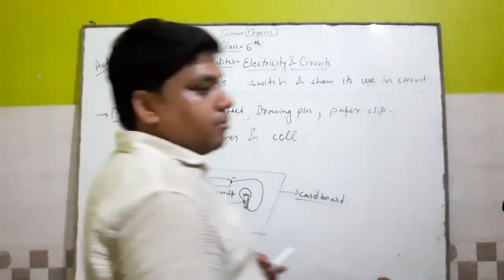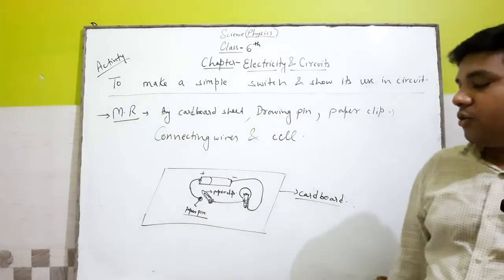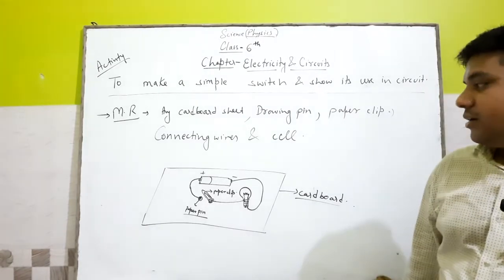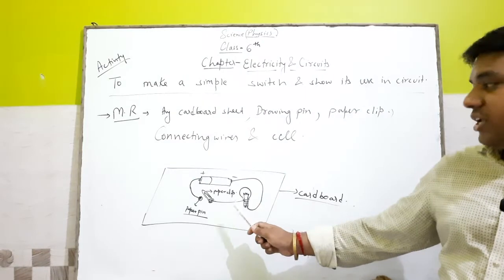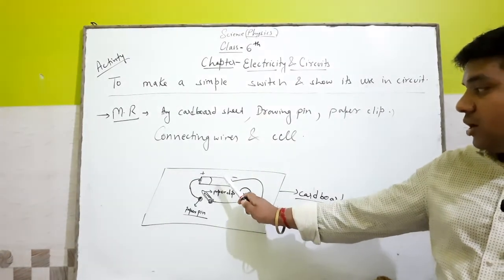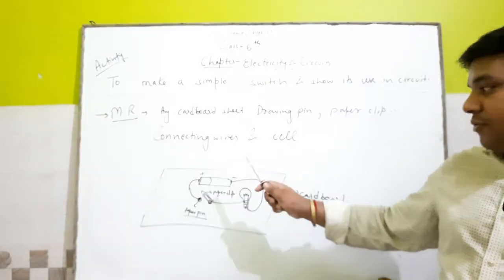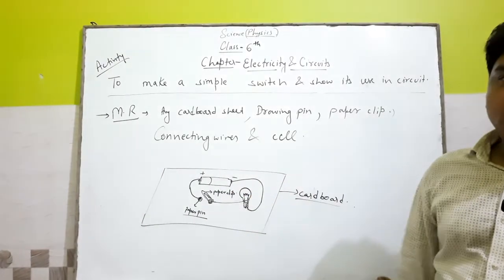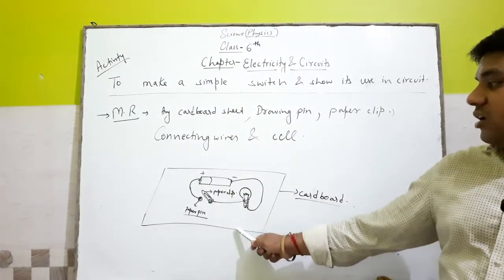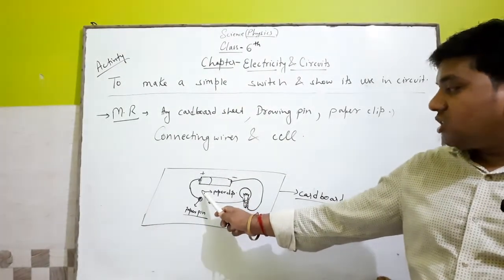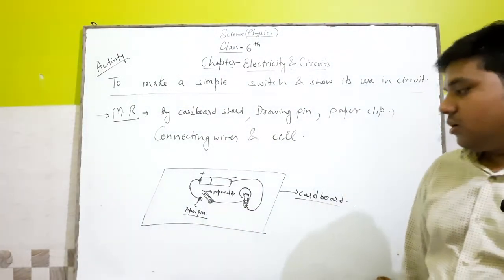You have to make this circuit at your home. If you want to do this activity, you have to use only a cell, not electricity. Use only the electrical cell for this activity, only for checking the off and on mechanism of a switch. Clear? Okay.